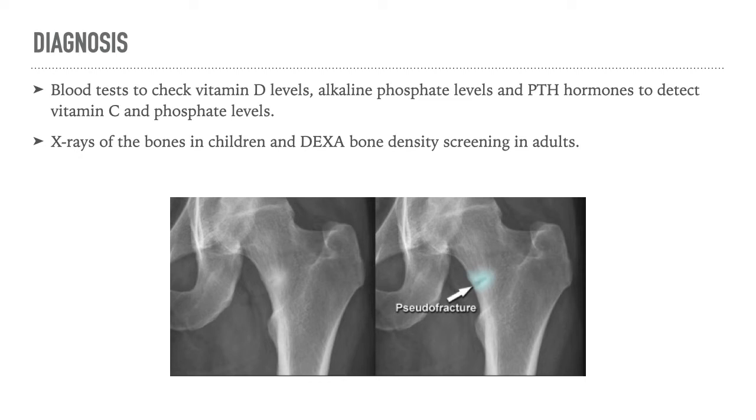In this image you see here, on the left is a normal x-ray of an adult. It looks like the hip bone. And then on the right, you see there is a pseudofracture, which is a flaw in the bone that is similar to the appearance of a real fracture. And this is a common sign that contributes to the diagnosis of osteomalacia.